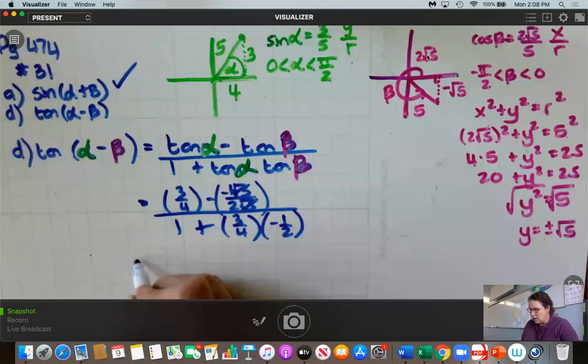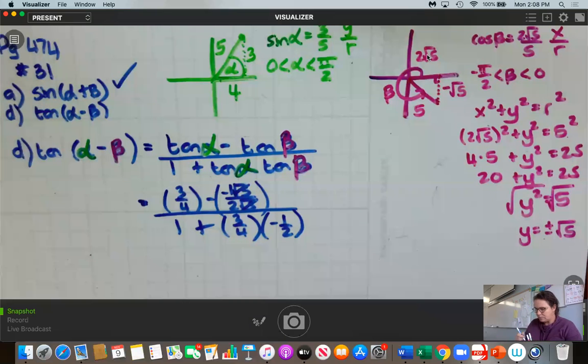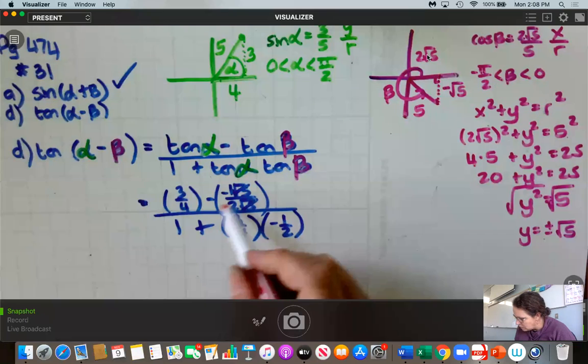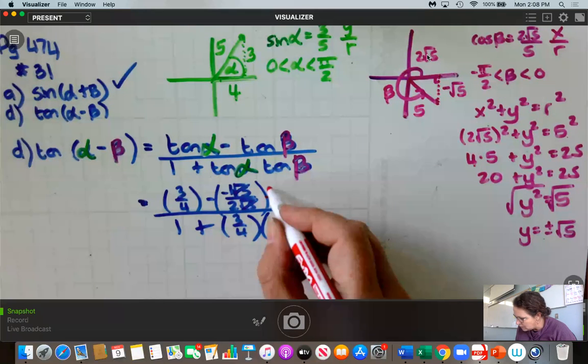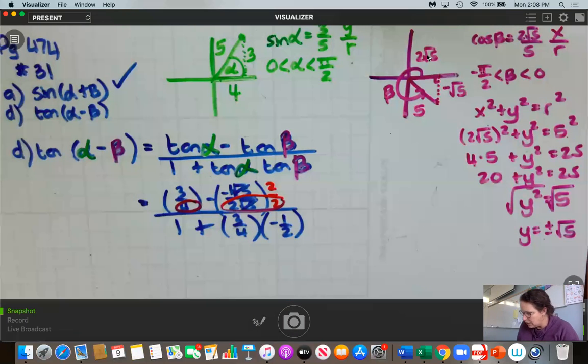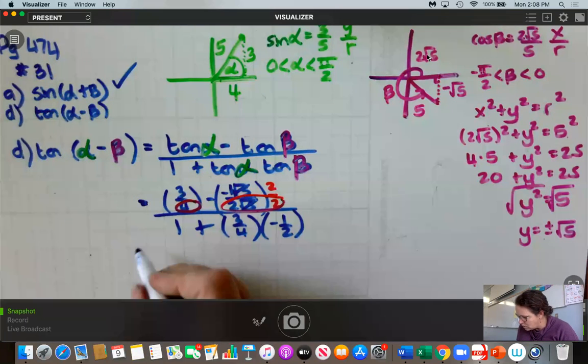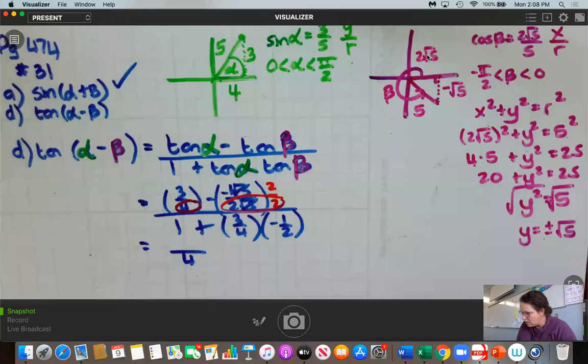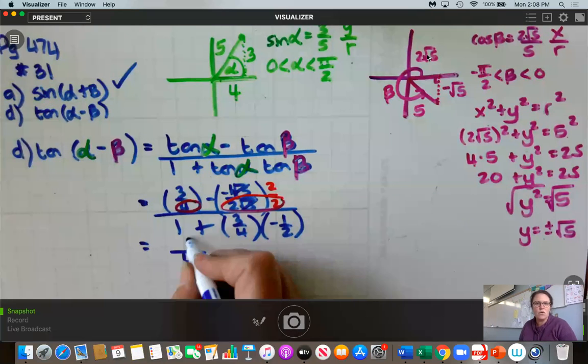And now I need a common denominator. My common denominator here, I have a 2. I need to multiply by 2 over 2, so I get a denominator of 4. And you need to be careful here. You're going to have a 4 as your denominator, but you have a negative and a negative there. So you're going to have 3 minus negative 2, which is going to end up being positive 2. So that simplifies to be 5/4.